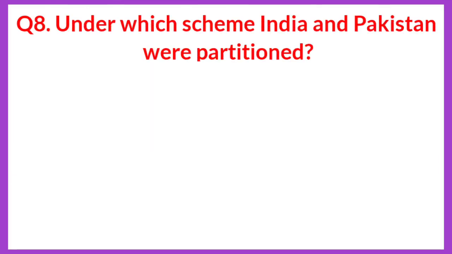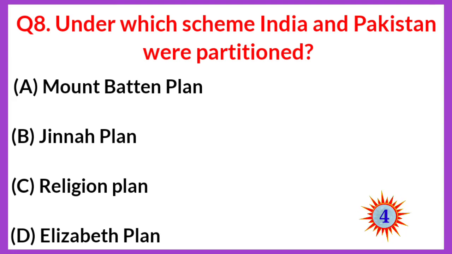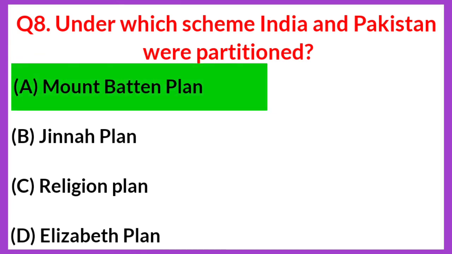Question number 8. Under which scheme India and Pakistan were partitioned? Your options are as follows. A. Mountbatten Plan. B. Jinnah Plan. C. Religion Plan. D. Elizabeth Plan. And the right answer is option A, Mountbatten Plan.